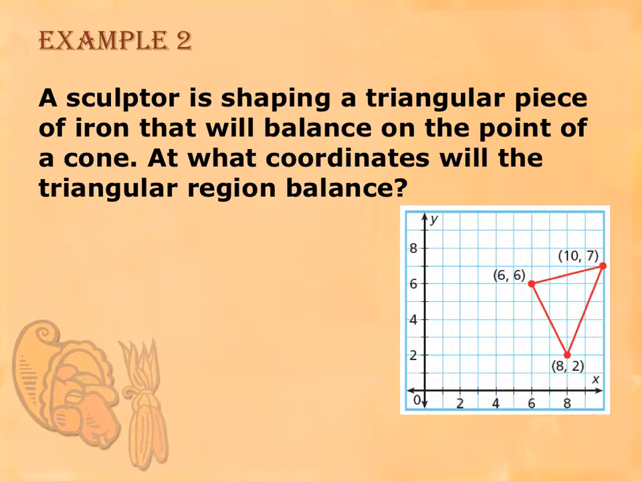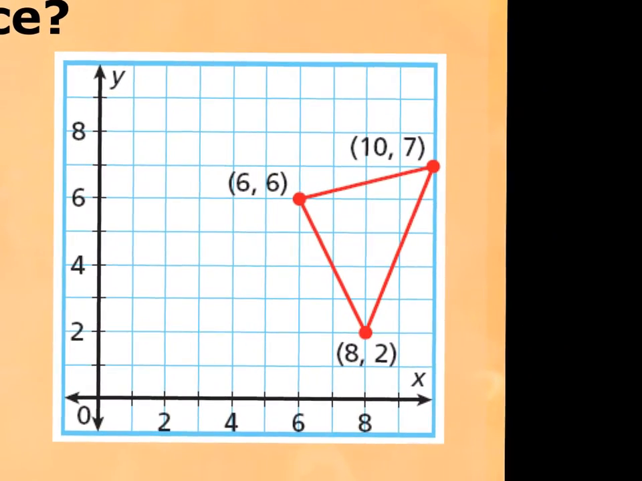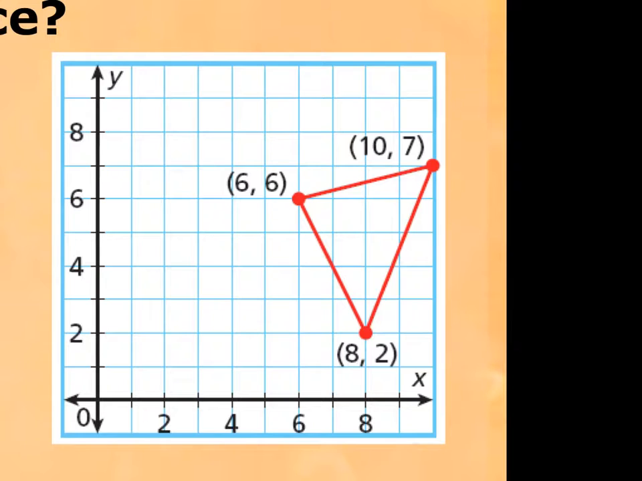Okay, this one says a sculptor is shaping a triangular piece of iron that will balance on the point of the cone. At what coordinates will the triangular region balance? So how do I know where it's going to balance? What's the point called? Centroid. How do I find the centroid of this? I've got to find the medians. You can find where they intersect.